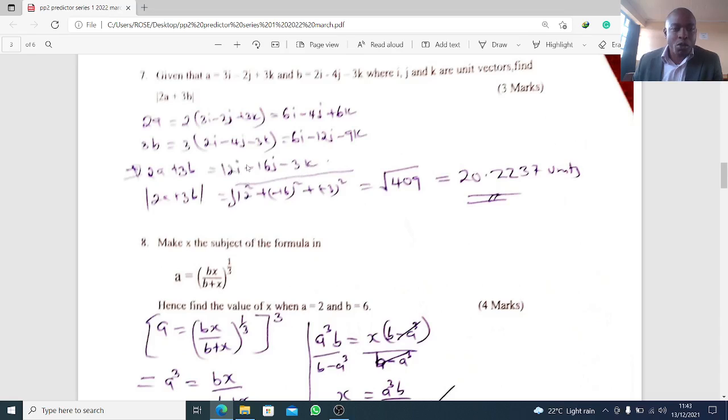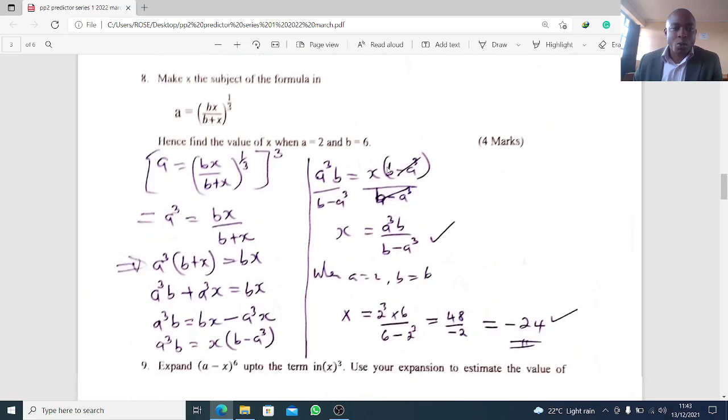Remember, modulus is the square root of x squared plus y squared plus z squared. So the modulus of 2a plus 3b is the square root of 12 squared plus negative 16 squared plus negative 3 squared, which gives the square root of 409, which is 20.2237 units. So that is the modulus according to this question.